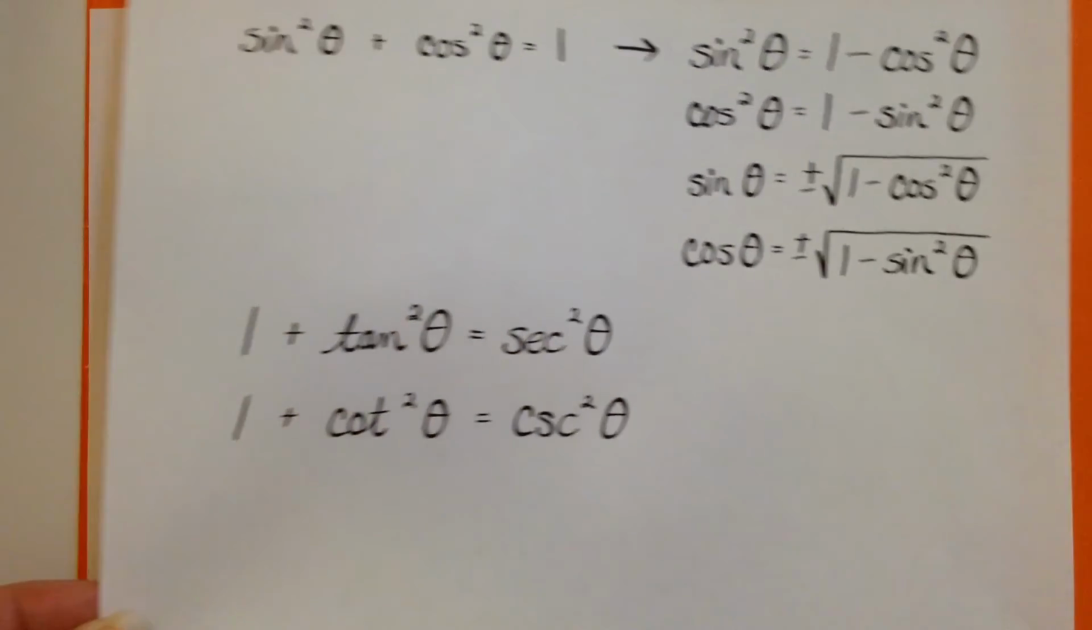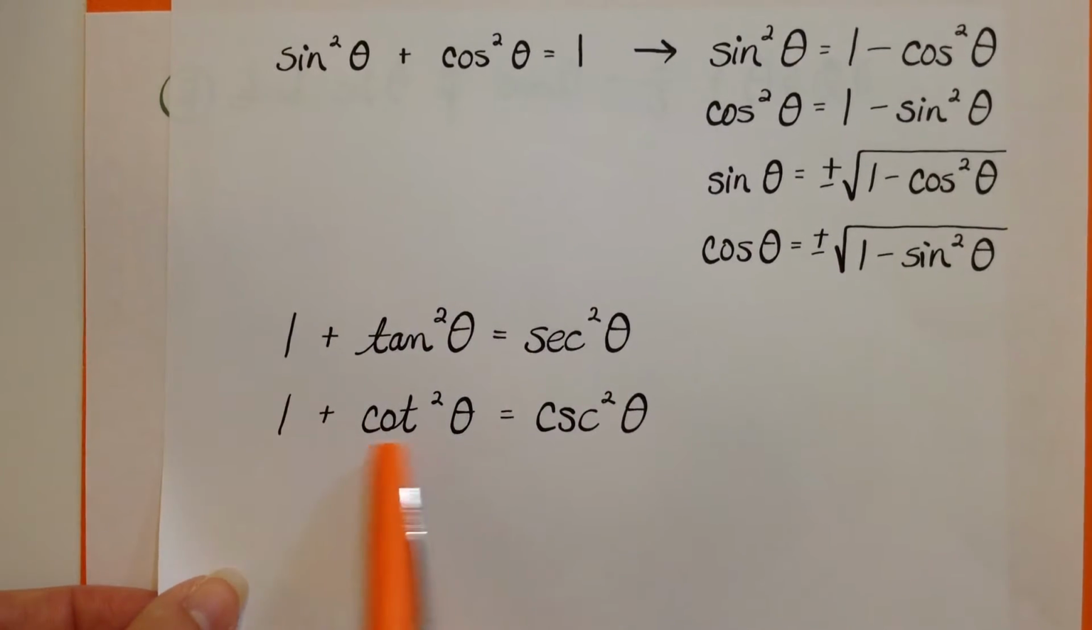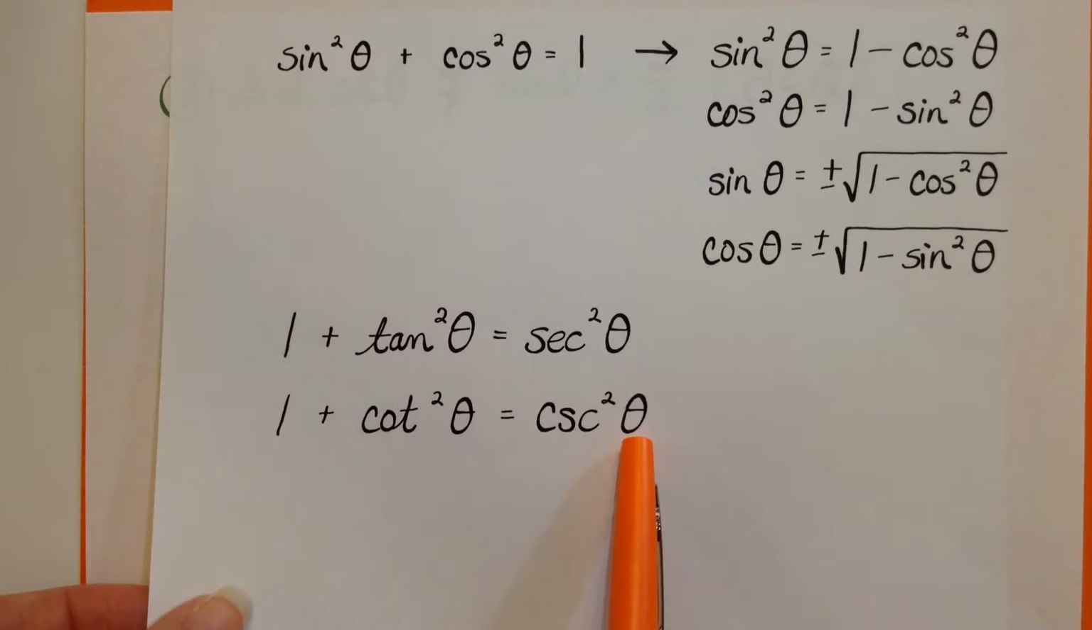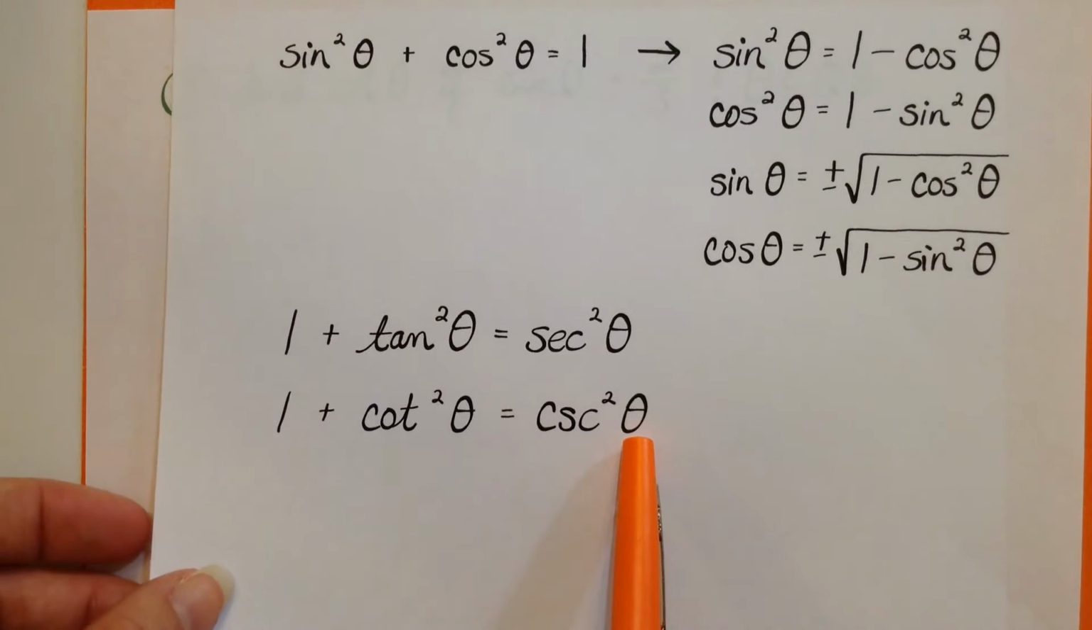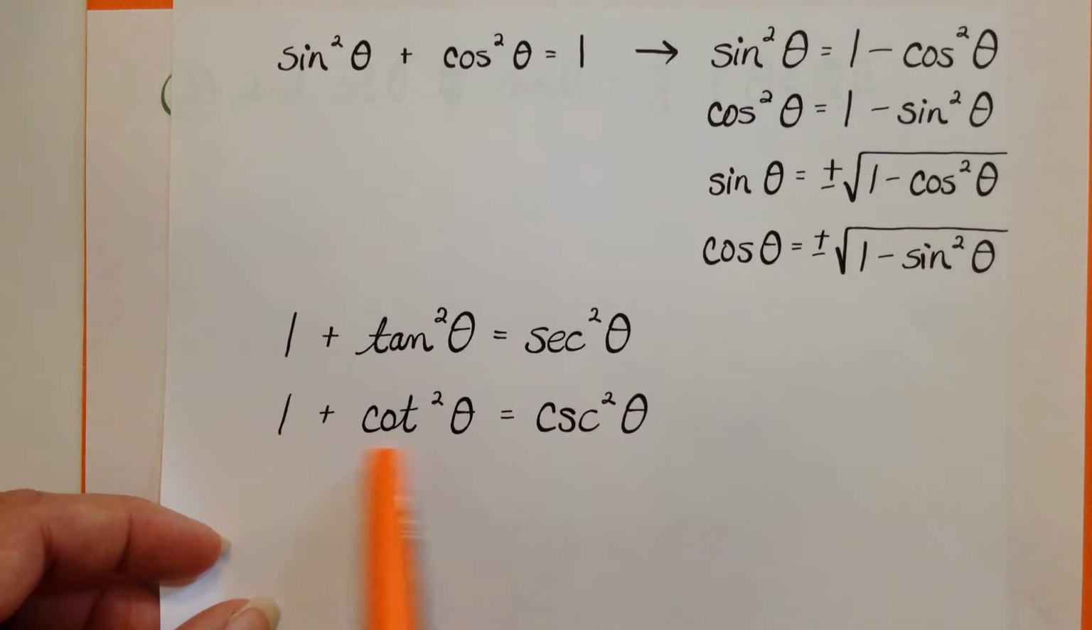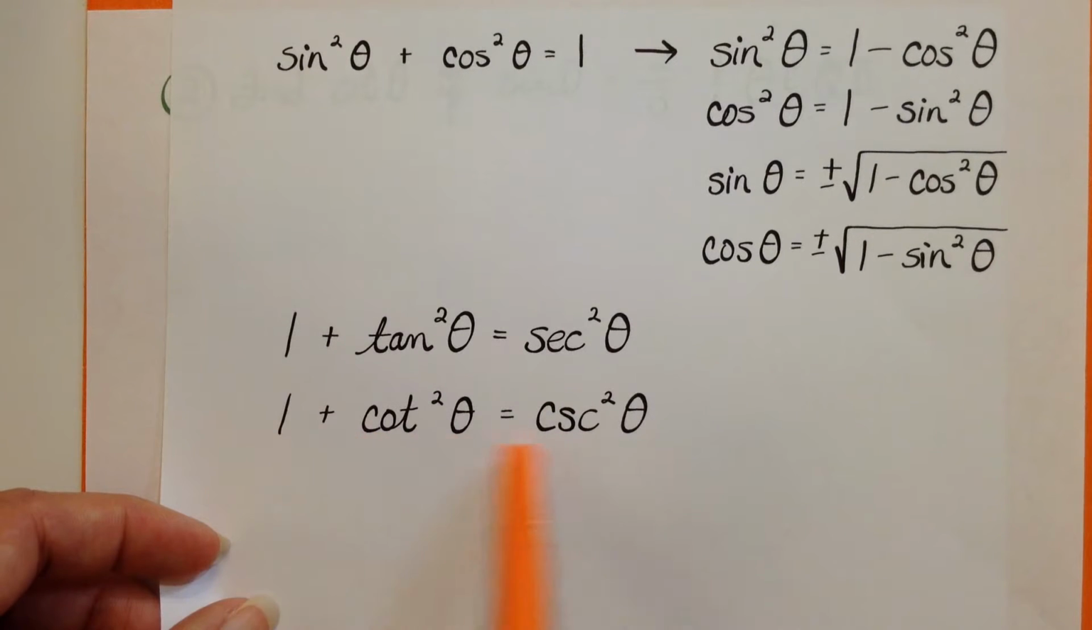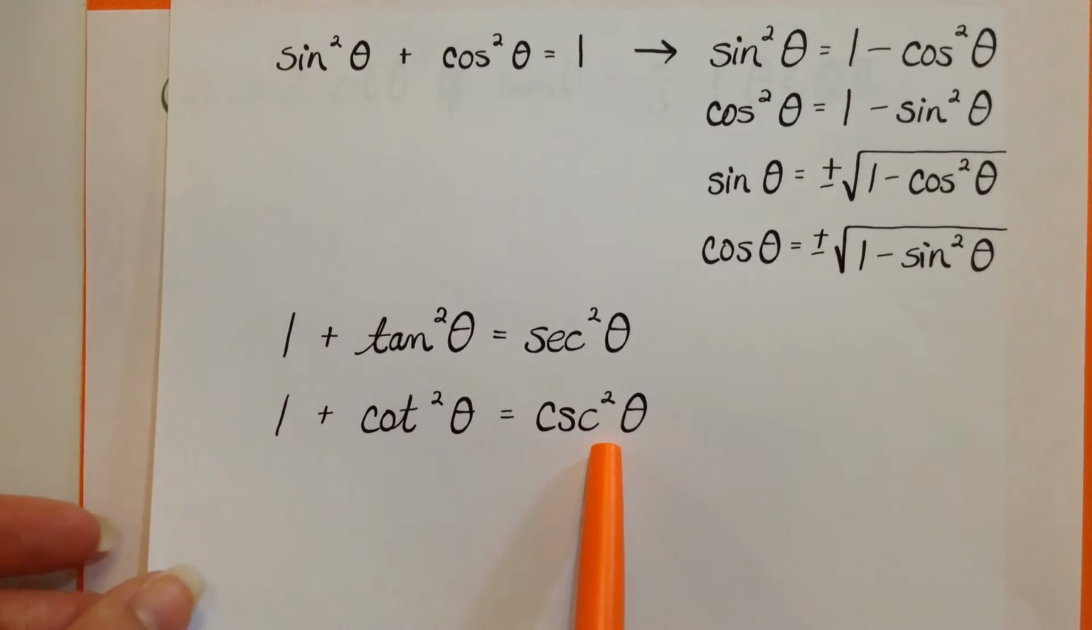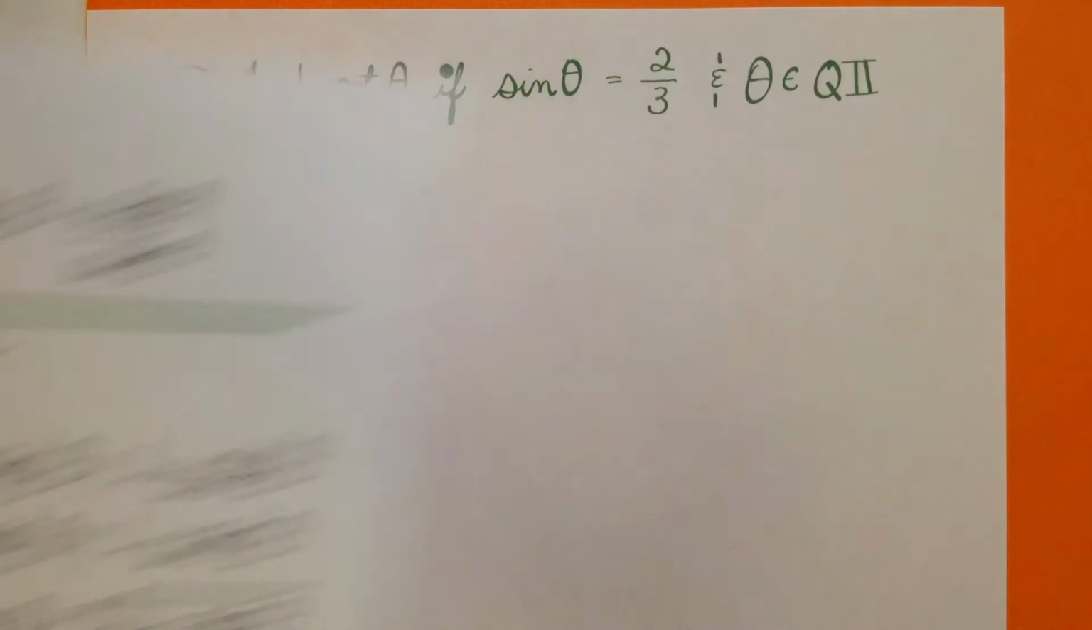You could even go straight right here to this one. Since you're given sine, now I know sine is not in this one, but here you have cosecant, and that's the reciprocal of sine. So we could actually work with this one. Let's just go with this one. That way we're using a different identity this time to help us out.